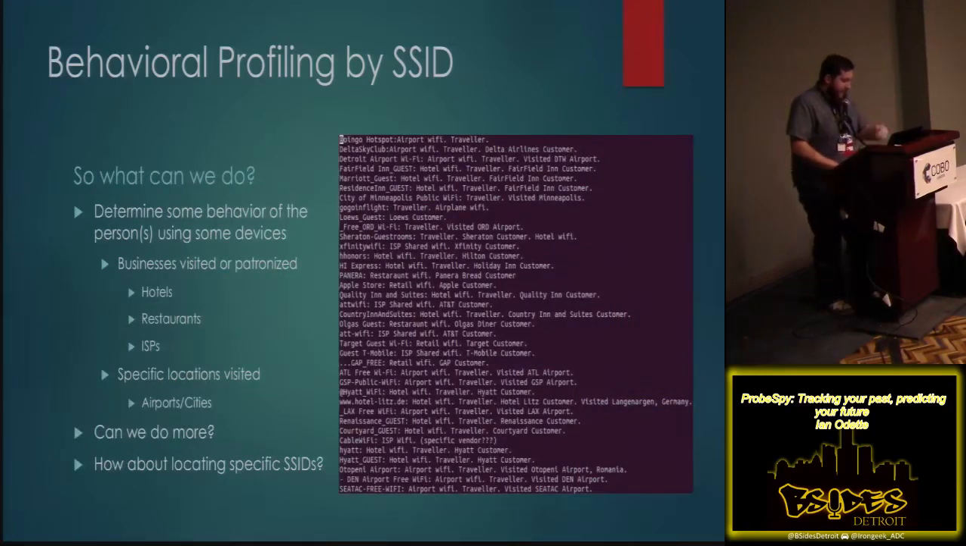I skipped over the slide. So this is essentially where we're at. So we can determine some behavior about the persons using some devices, because it's certainly possible that multiple people could be using a single device. We can determine businesses visited or patronized, hotels, restaurants, sometimes ISPs. That's kind of a fuzzy area because a lot of guest deployments for ISPs can be used by anybody, although they may be indicative, for instance, in the case of Xfinity Wi-Fi, where clients of Xfinity get some sort of access to various guest deployments that they might be a customer of that company.